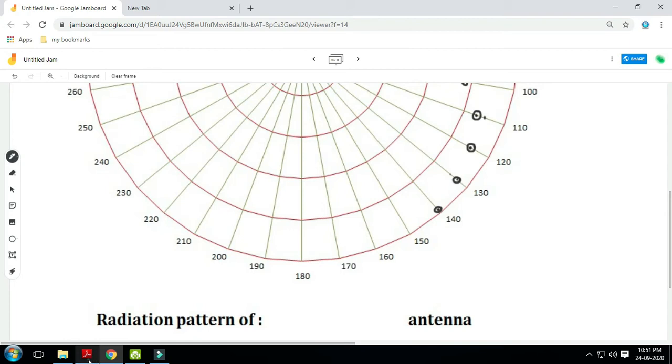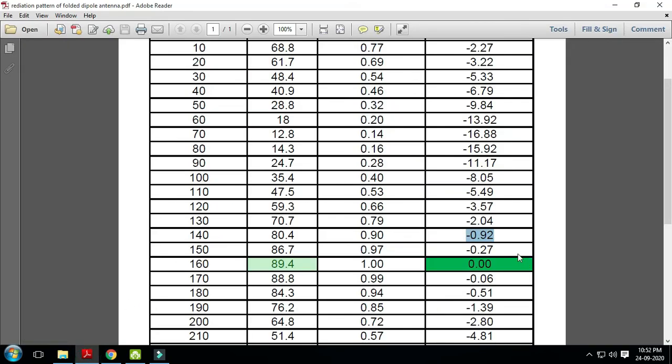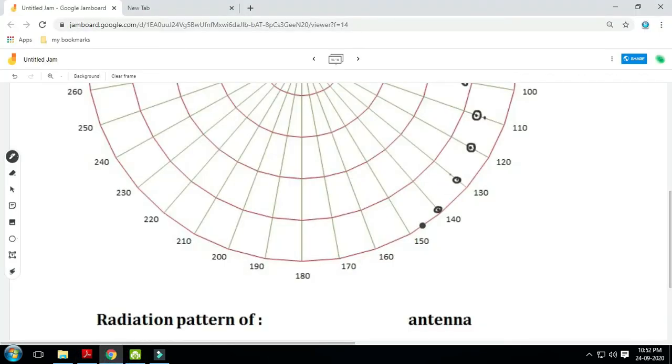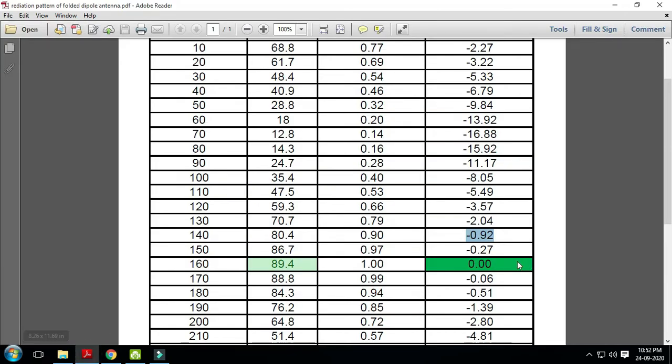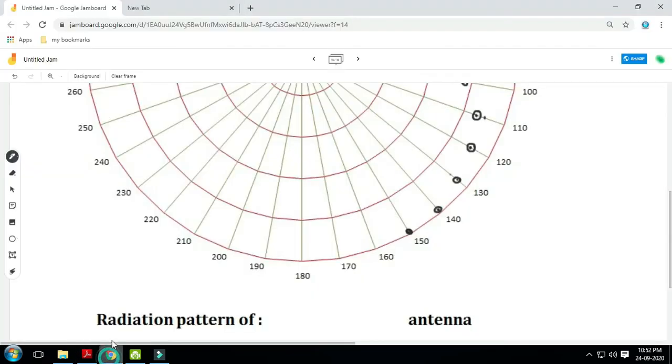Then at 150 degrees, the reading is minus 0.27. So again, a very tiny gap between this 0 dB red line and our reading. It's almost at 0. At 160 degrees, it is 0. So for 160 degrees, put your reading here on the 0 dB red line.